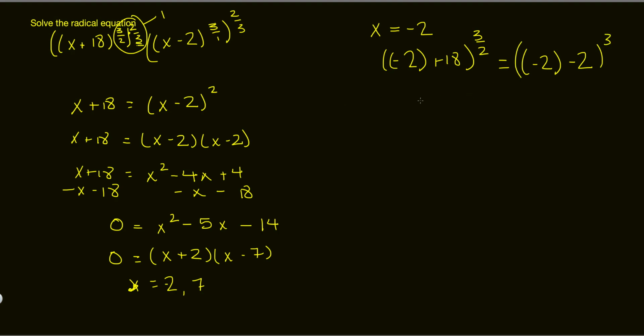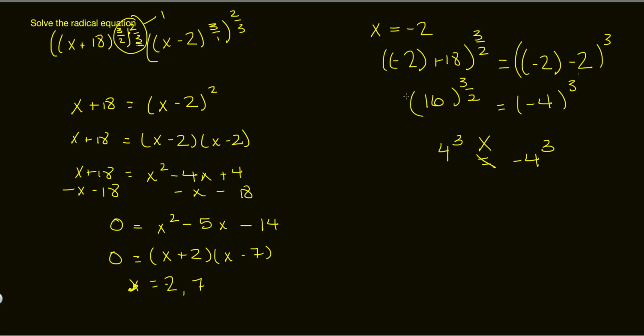All right, -2 plus 18 is going to be 16. So the 3 halves. And this is -2 minus 2 is going to be -4 cubed. Okay, -16. The square root of 16 is 4, so this is going to be 4 cubed. Does this actually equal negative 4 cubed? No, because this one's positive and this one's negative. So this is a big X. It does not equal each other.